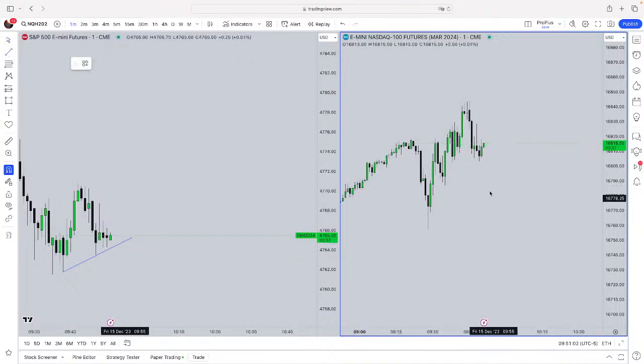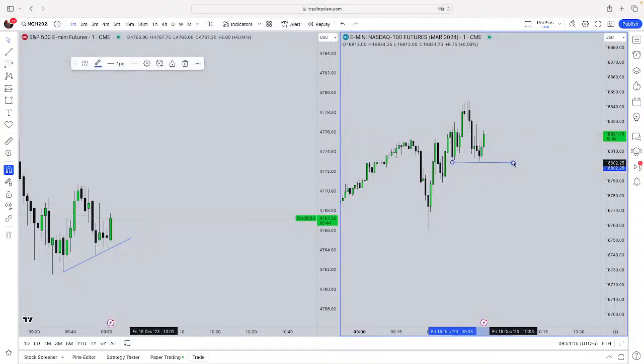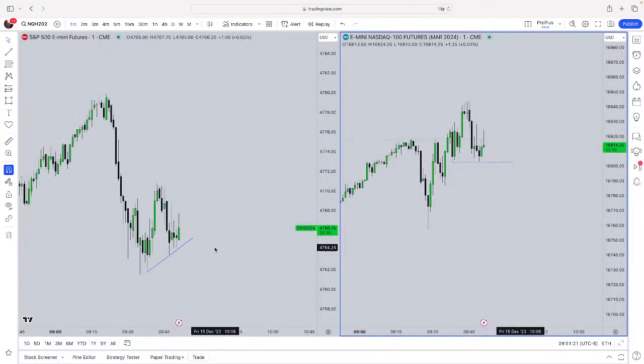Is that 1 minute? 1 minute. I mean, that's made a higher low. Has it made a lower low yet? No, it hasn't. So that'd have to make a lower low and a higher low for the S&T. Yeah, C is 50%.